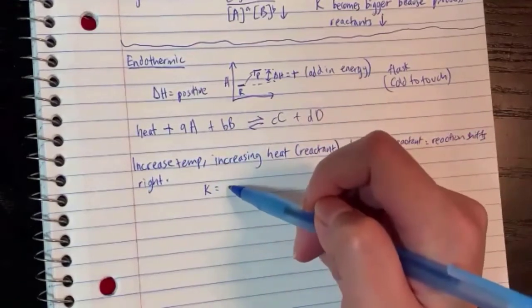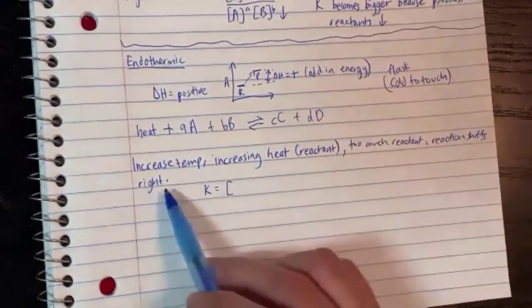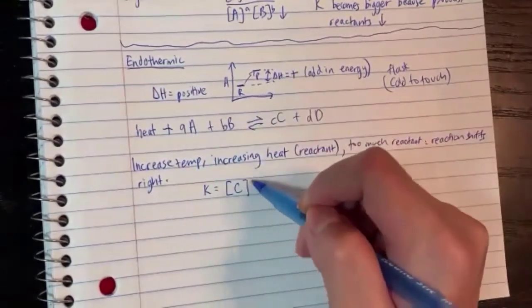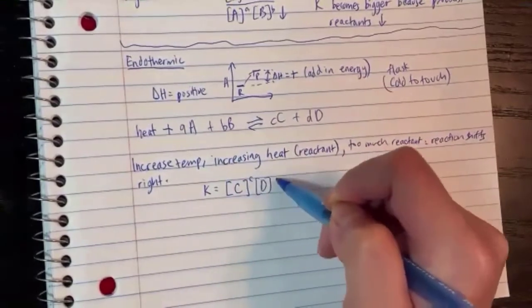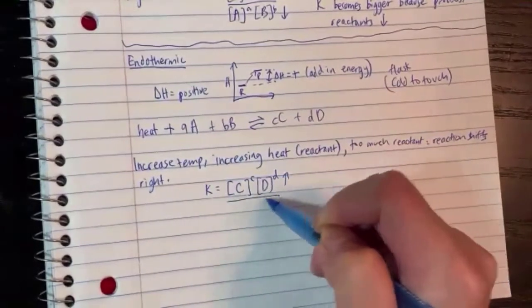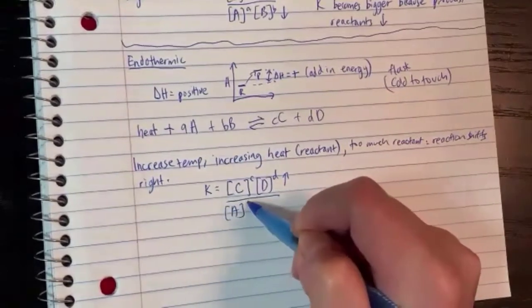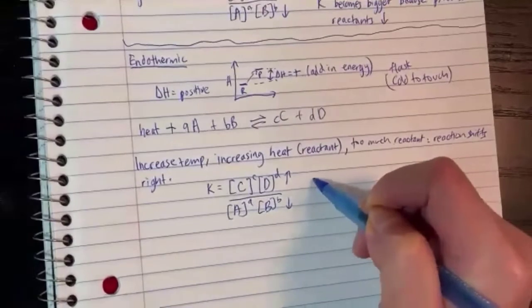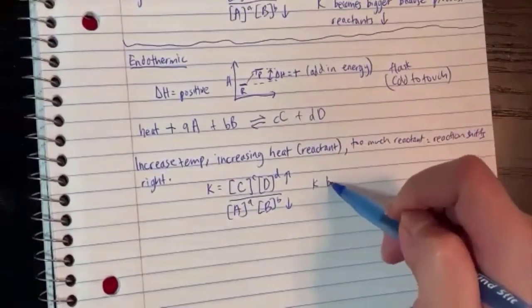All right? So in this case, if you're shifting to the right, your C and D are going up, and the A and B are going down. So K becomes bigger.